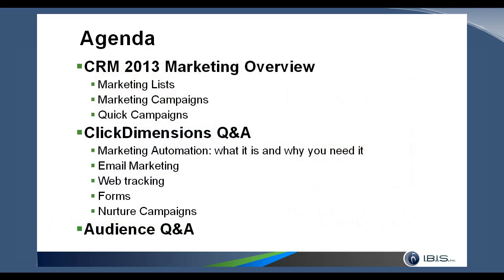And again, this is our agenda. We're going to talk about CRM 2013 marketing, and then we'll also talk about ClickDimensions. ClickDimensions is a very rich product that has a lot of features and a lot of functionality. We're going to cover the things that customers ask about the most today, so this is a little bit of a condensed demo of ClickDimensions, but I think we'll be able to hit on the things that you are most concerned about and most care about. So we'll talk about marketing automation, email marketing, web tracking, forms, and nurture campaigns.